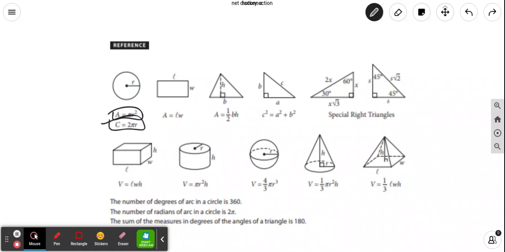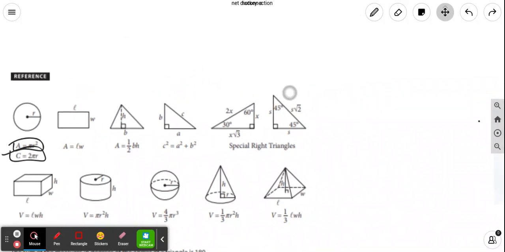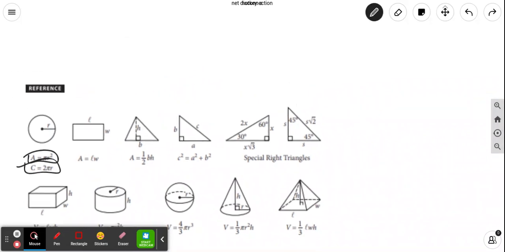Now let's move into the triangle stuff. This area formula of a triangle works all the time. I don't think there's anything special we need to go over there. But the Pythagorean theorem is this.